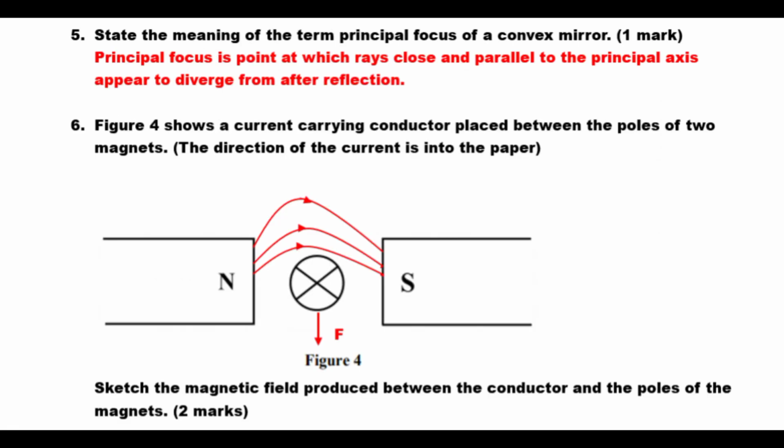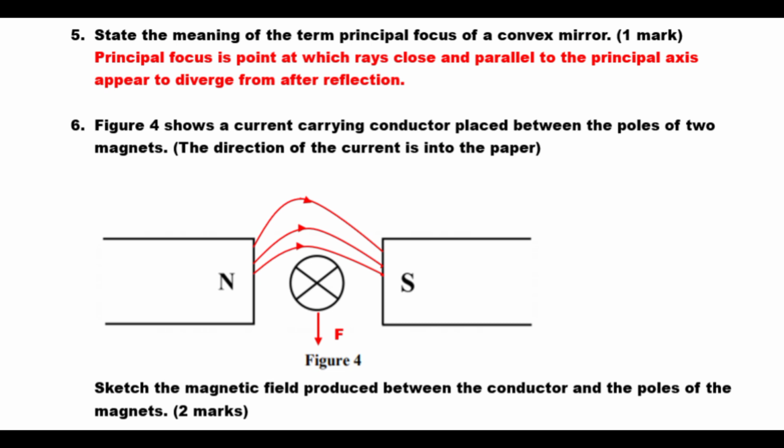Question 5. State the meaning of the term principal focus of a convex mirror. So principal focus is a point at which rays close and parallel to the principal axis appear to diverge from after reflection.